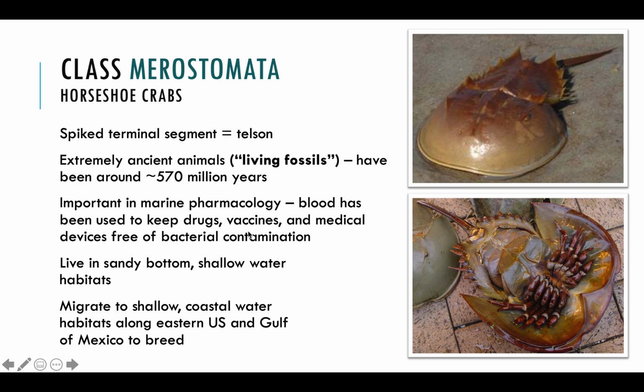Very important in marine pharmacology. When I used to work in a microbiology lab at a pharmaceutical company, we actually used horseshoe crab blood to indicate the presence of endotoxin, which can make humans very sick. So if endotoxin was present, if somehow the drug got cross-contaminated, then the horseshoe crab blood would coagulate. Very interesting. These organisms migrate to shallow or coastal water habitats on the eastern U.S. and Gulf of Mexico in order to breed.